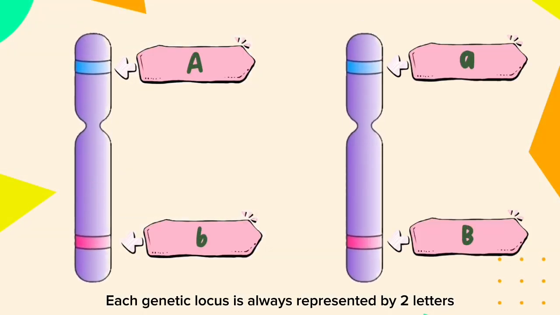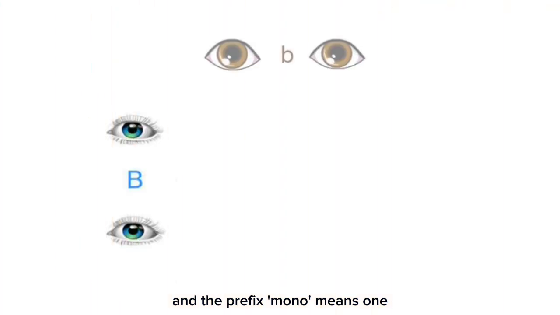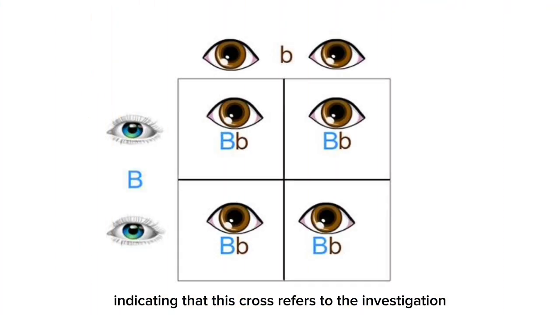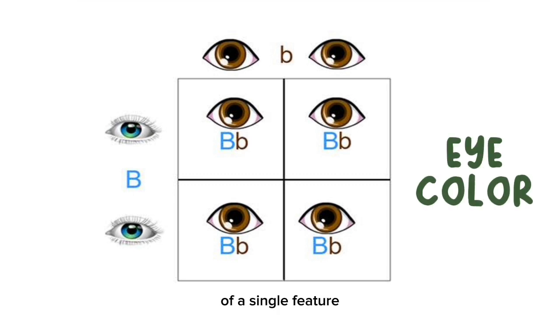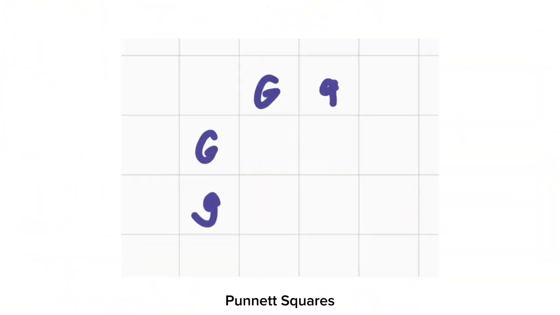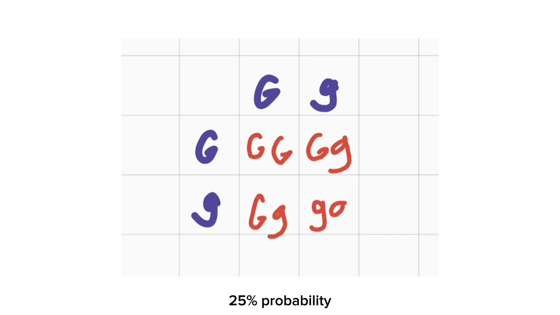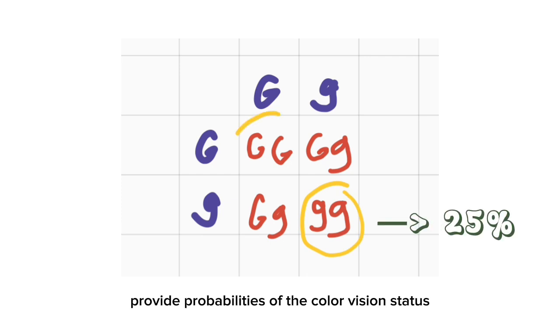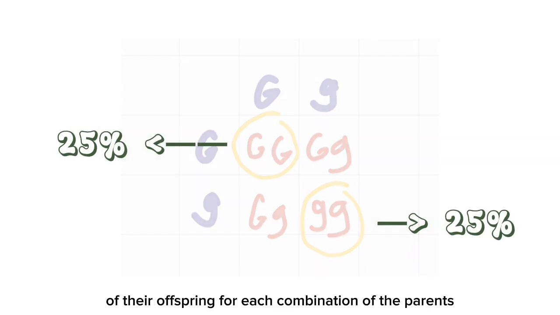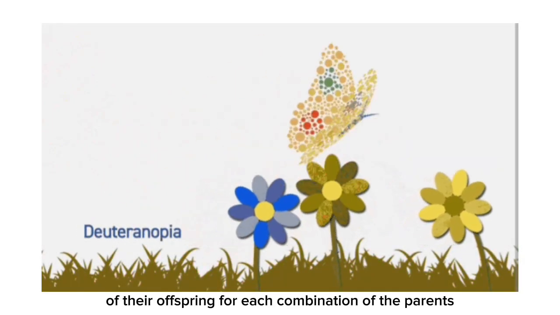Monohybrid. Each genetic locus is always represented by 2 letters and the prefix mono means 1, indicating that this cross refers to the investigation of a single feature. For example, Punnett squares with each cell having a theoretical 25% probability provide probabilities of the coloration status of their offspring for each combination of the parents.